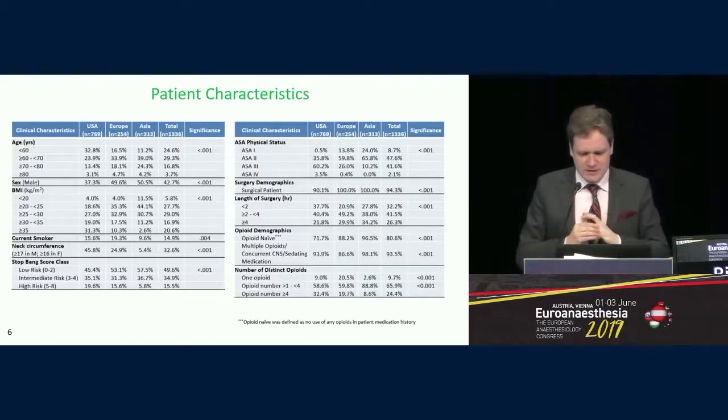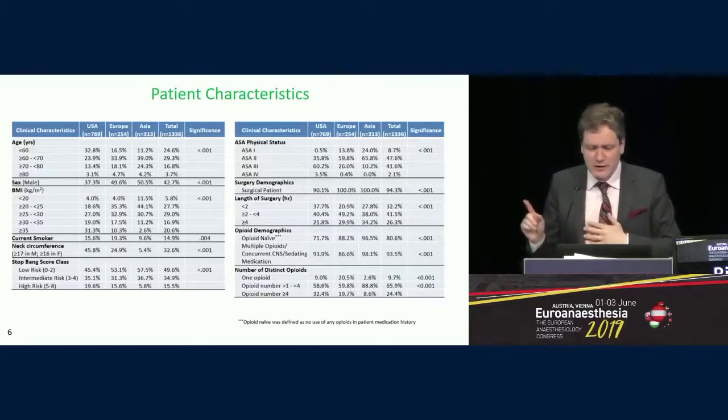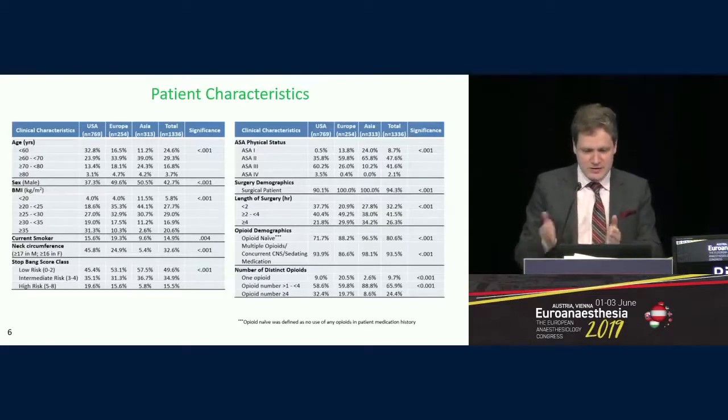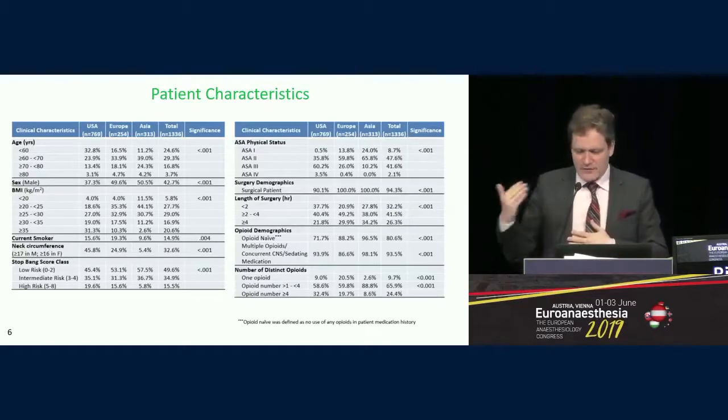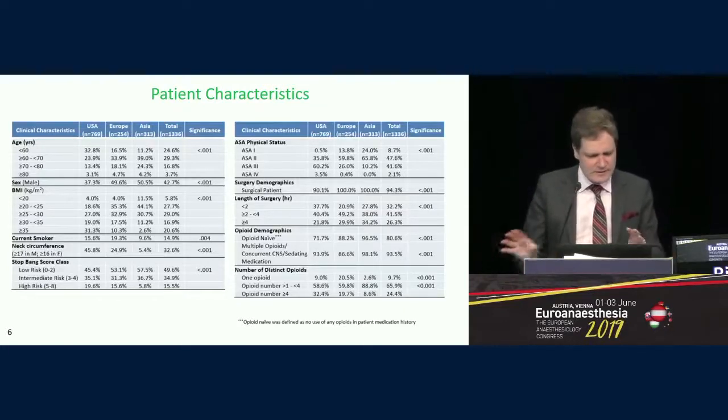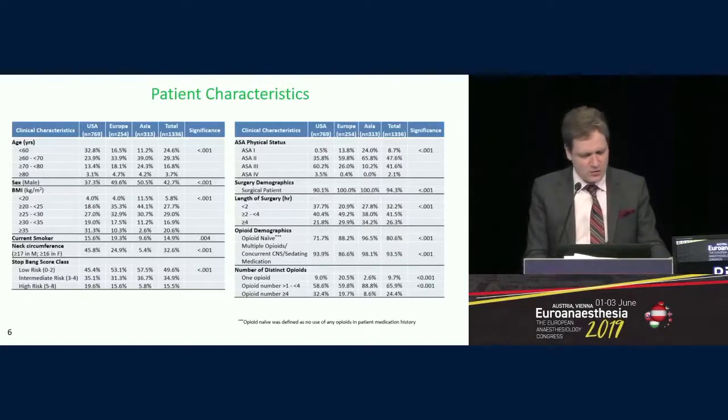Also interesting, if you look at opioid demographics, when it says opioid naive patients, the U.S. had the lowest numbers, 71.7%, versus, say, Asia, where the vast majority of patients were opioid naive at the time of the study. So there are some interesting differences between these patient cohorts.